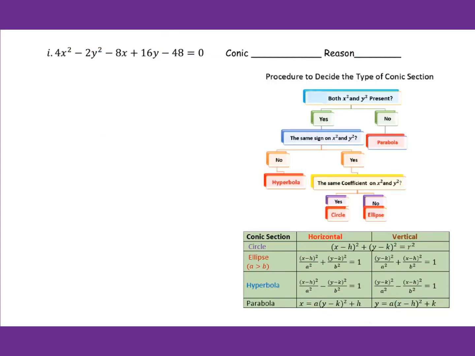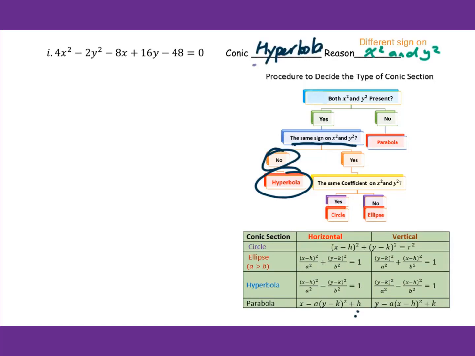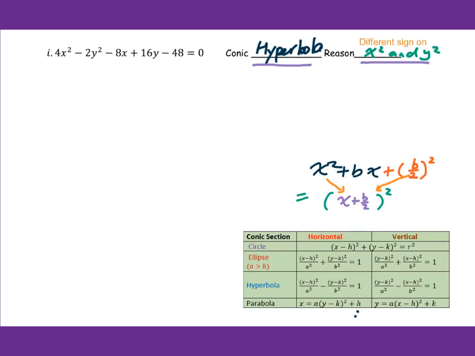For I, this will be a hyperbola because we have different signs on x squared and y squared. One more time, this is a hyperbola, different signs on x squared and y squared. That will be the reason. For I, we have to put all x together, all y together, and the constant number on the other side. So we got 4x squared minus 8x minus 2y squared plus 16y equals 48.